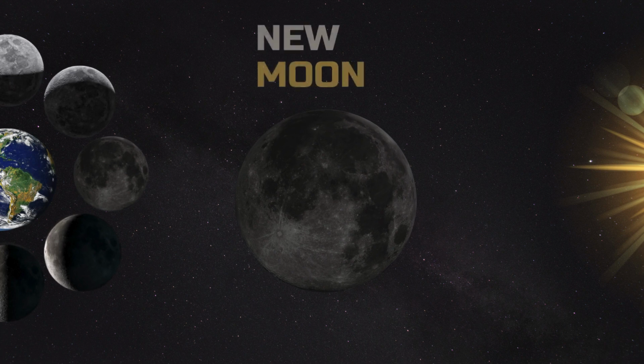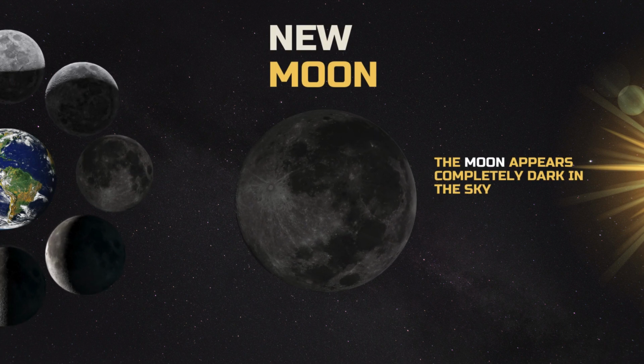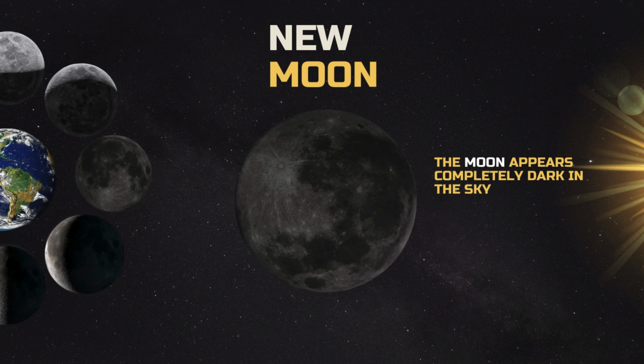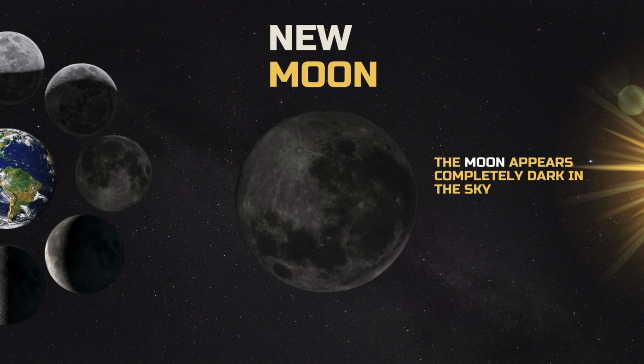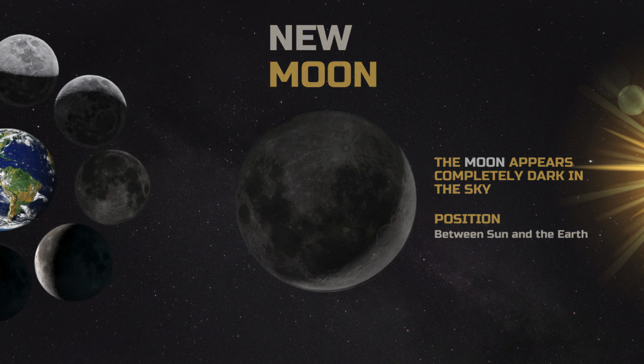Our journey begins with the new moon, where the moon appears completely dark in the sky. This happens because the side facing Earth is not illuminated by the sun. In this phase, the moon lies between the sun and Earth.